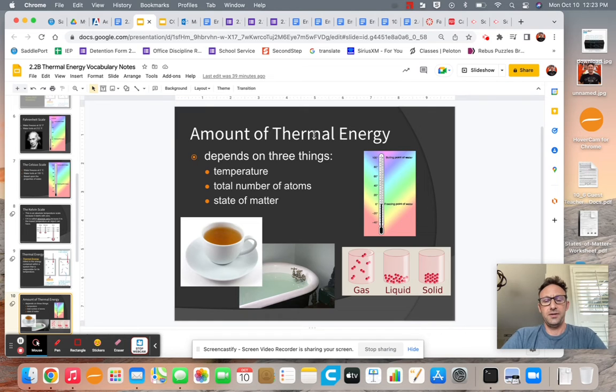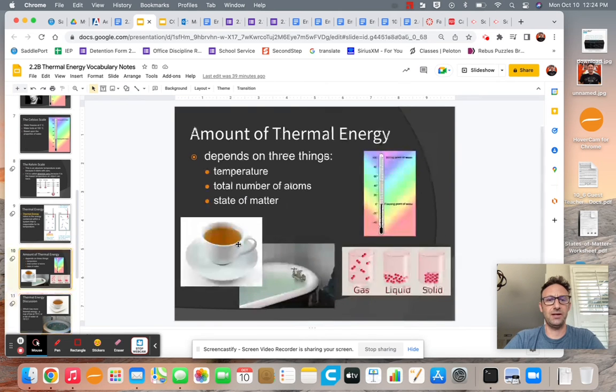In order for you to figure out the amount of thermal energy, it really depends on three things. The first one is temperature, because the faster molecules are moving, the more heat that's being generated because of the movement. Also, the total number of atoms, like with this coffee cup and this bathtub, even though they're both liquids, and even if they're at the same temperature, the bathtub's going to have more thermal energy because it has more total atoms. And it also depends on the state, because liquids and gases are already moving faster. That means they have more thermal energy than solids.